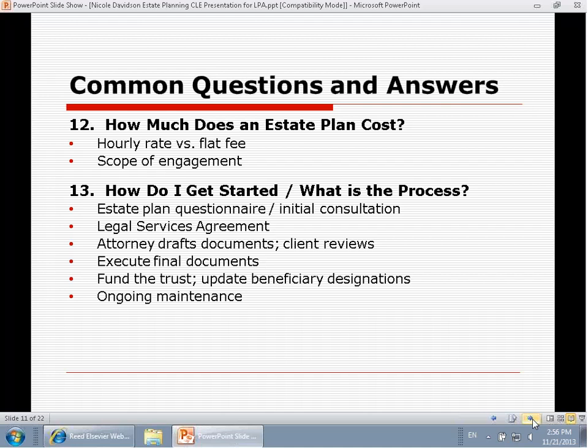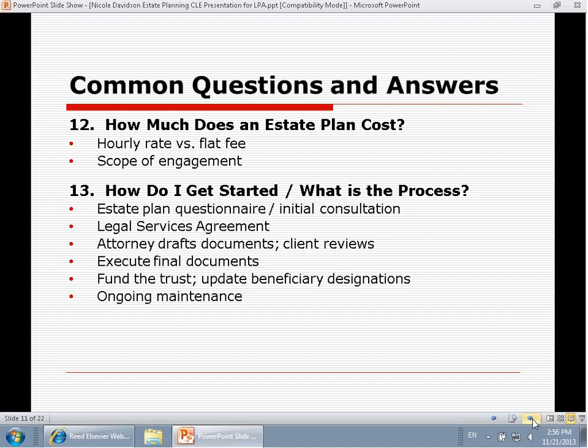If it's being offered at a flat fee, you want to be very careful to define the scope of the engagement, what is included in the estate plan. If a client has 10 properties, are you preparing all 10 deeds for that flat fee, or do you have a certain number that you may prepare and then you would charge extra if there are additional assets, or it may depend on the type of asset.